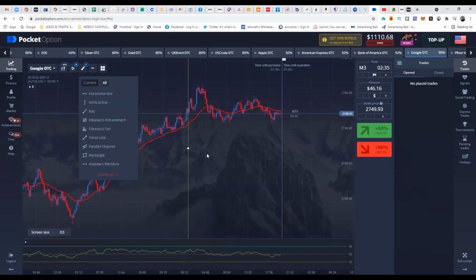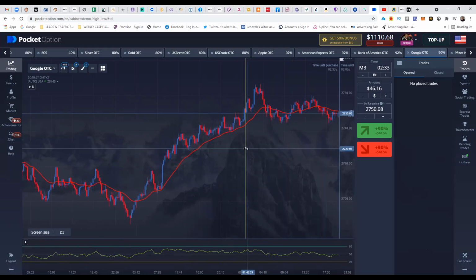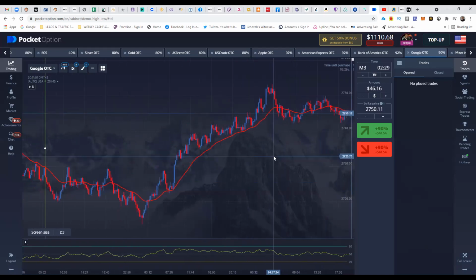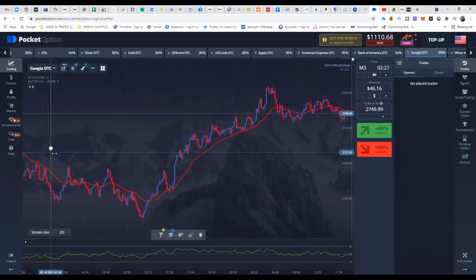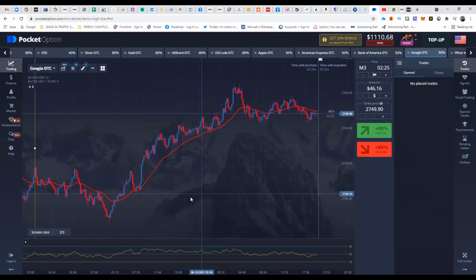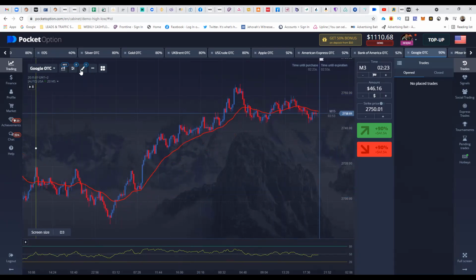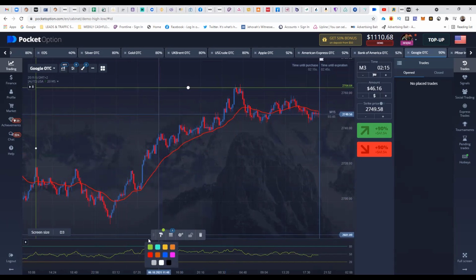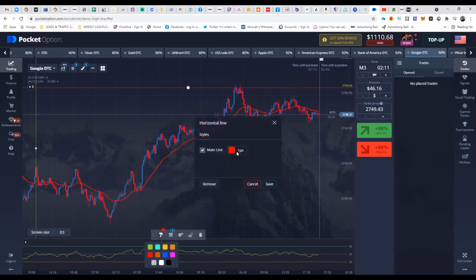So we're going to take my vertical line and I'm going to move my vertical line all the way until over here. Maybe a little bit over here. All right. Then we're going to take our horizontal lines and mark from top to bottom. So this is going to be our supply zone. So I'm going to make this red. Change the thickness of this.